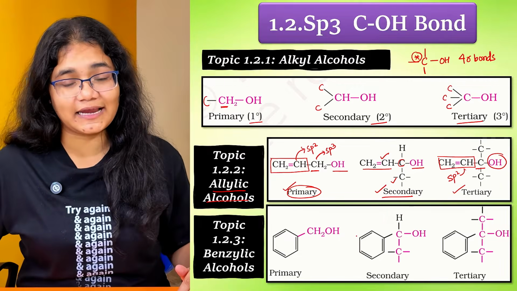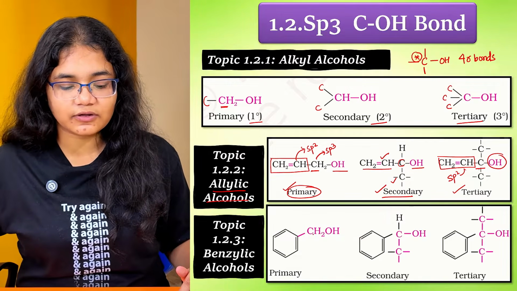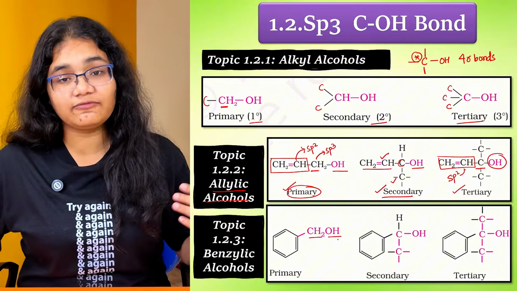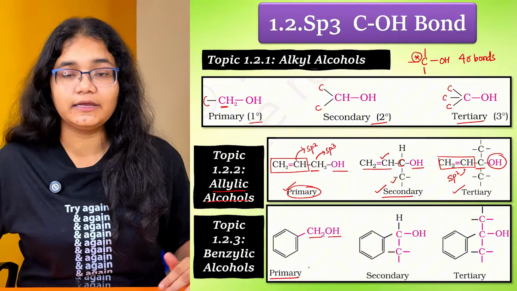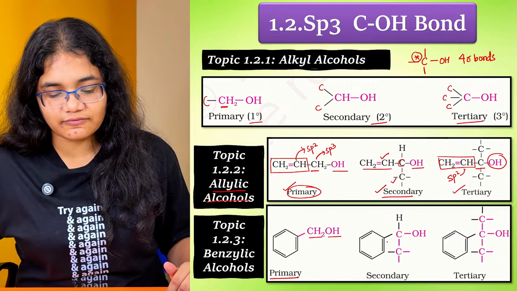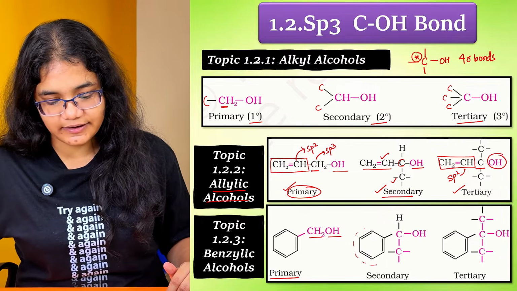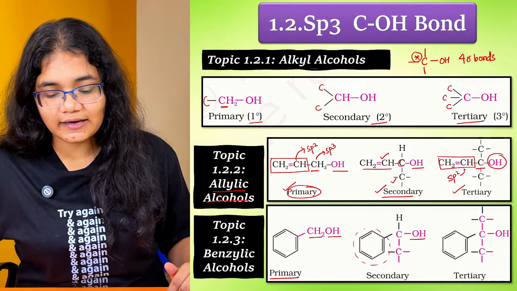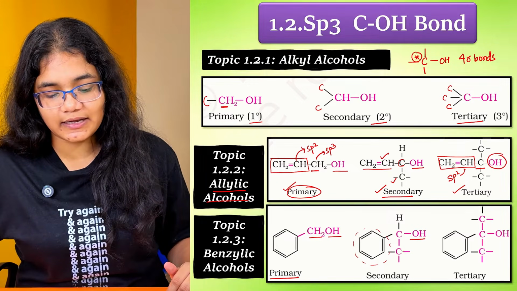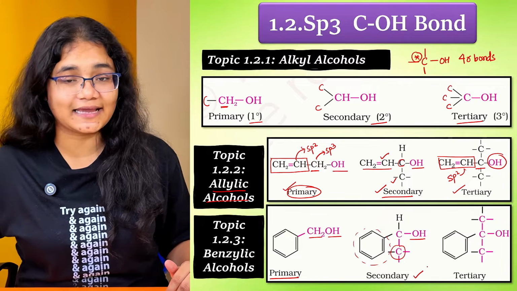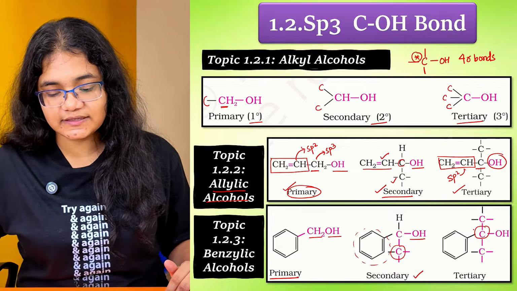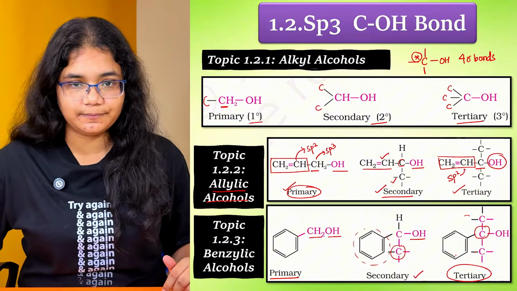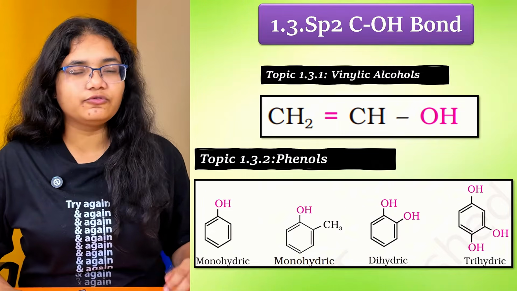Now coming to benzylic alcohols. When a CH2 group is attached to the benzene ring, and to that OH is attached, it is called a primary benzylic alcohol. Next, if you have a benzene ring attached to a C-OH, and again this carbon, which is the benzylic carbon, is attached to another carbon, then it is secondary. Similarly, if that benzylic carbon is attached to 3 other carbons, then it is tertiary. Clear?